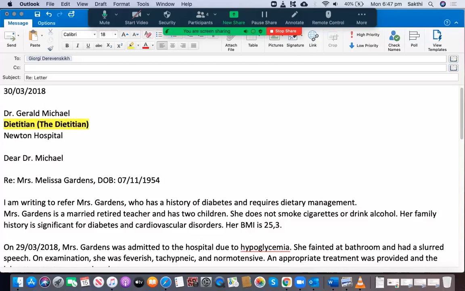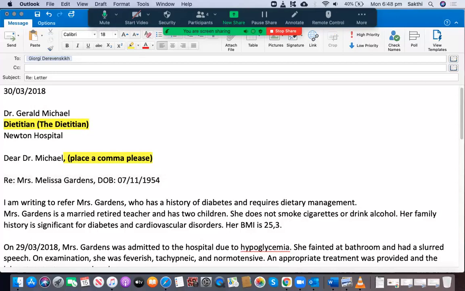Next one is Newton Hospital. That's okay. Dear Dr. Michael, you need to place a comma here. Place a comma, please. After the salutation, you need to place a comma. And he has used the surname of the addressee, which is really good. And then the reference details of the patient, which is all right.